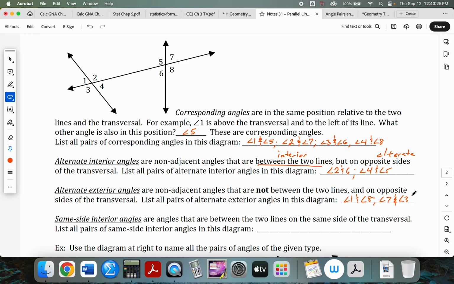And the last type that your book does are same side interior angles. Instead of alternating sides of the transversal, they're on the same side of the transversal. Yes. 2 and 5. Yes, angle 2 and angle 5.